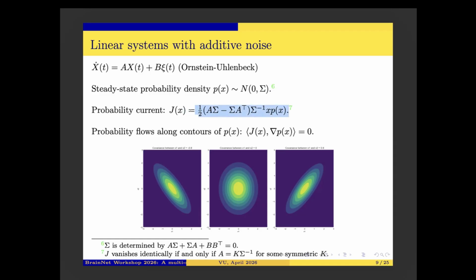So let's make some comments about this. First, you see that this probability current is proportional to the probability density. So the current is stronger in places in state space where you have a high likelihood of observing the system.